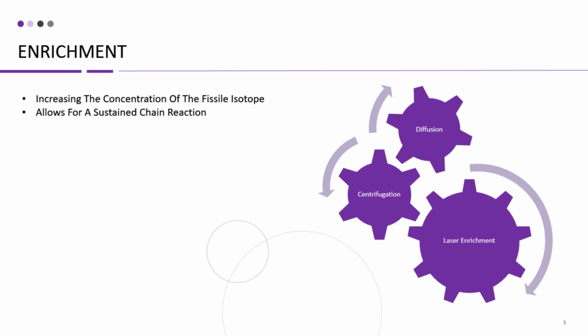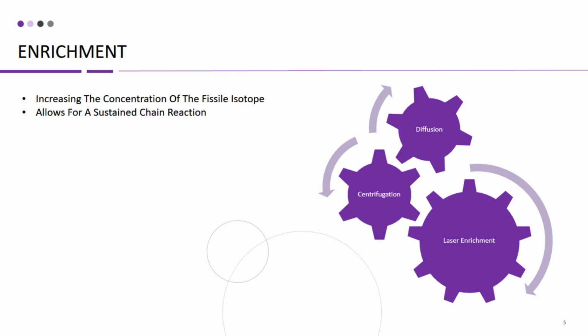Once the uranium hexafluoride is enriched to the desired level, it is converted back into uranium oxide and then converted into uranium pellets, which are small cylindrical pellets that are loaded into fuel rods. These fuel rods are then assembled into fuel bundles, which are loaded into nuclear reactors to generate heat through a controlled chain reaction, producing electricity.